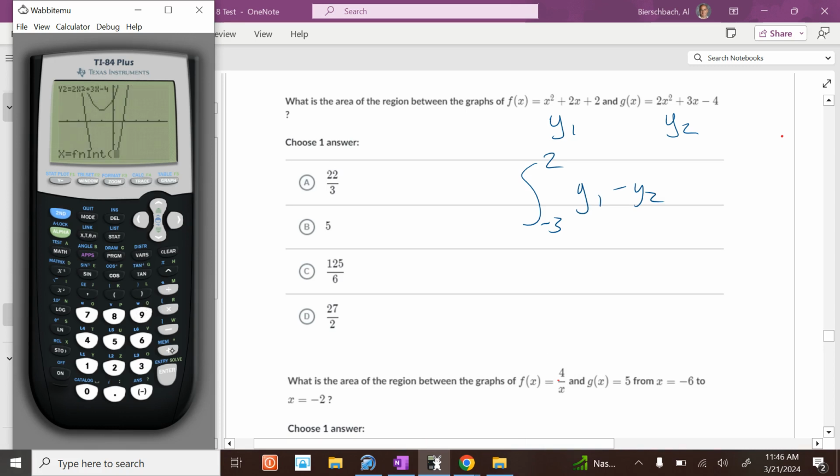So math 9. Oop, clear. Second quit. Math 9 from -3 up to 2 of vars y1 minus vars y2 dx. (125/6).